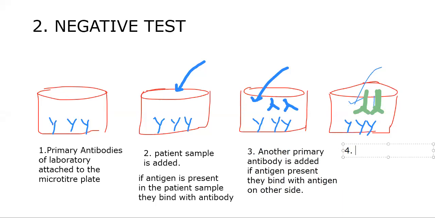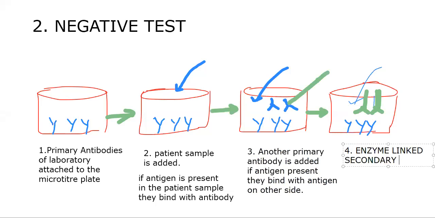Why, from the third diagram to the fourth diagram, can't you see these antibodies? That's what I said earlier. From every level to the next level, we are going to wash away the free fluid. When you wash the free fluid, it will go. So next, the fourth: enzyme linked secondary antibodies are added.